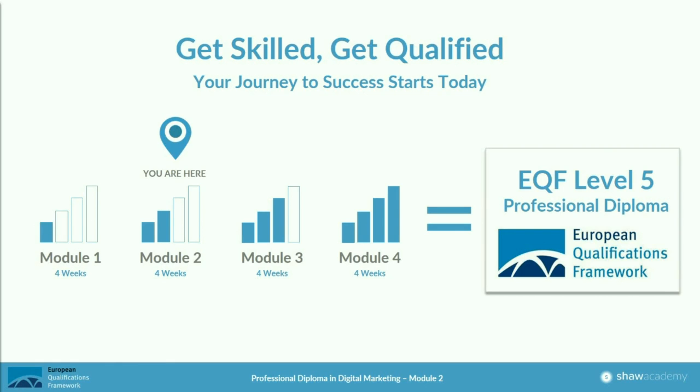We are now on Module 2 of this diploma in digital marketing, your professional diploma in digital marketing. You are over 25% of the way there. Once we finish this module, we will be at 50% of the way there, and then we'll follow on with 3 and 4. And then you will have your EQF Level 5 professional diploma.